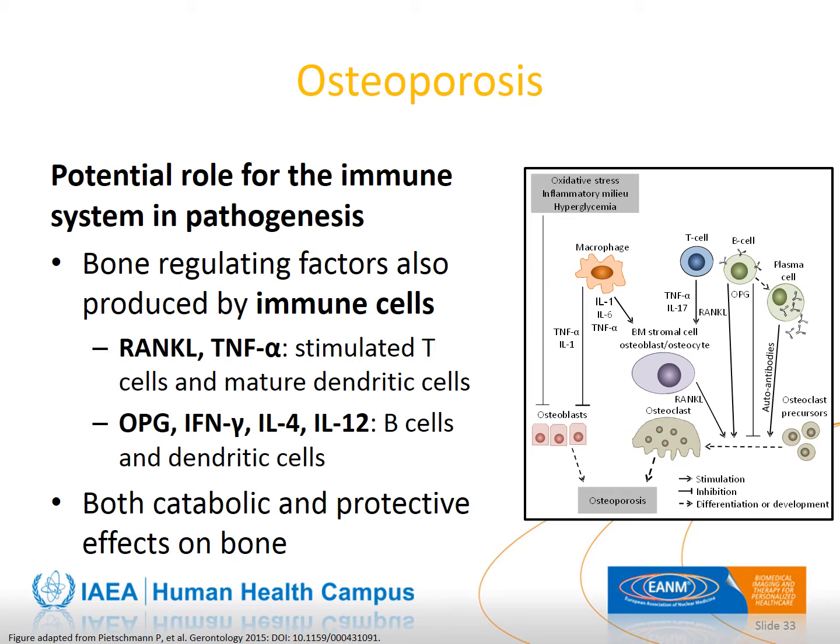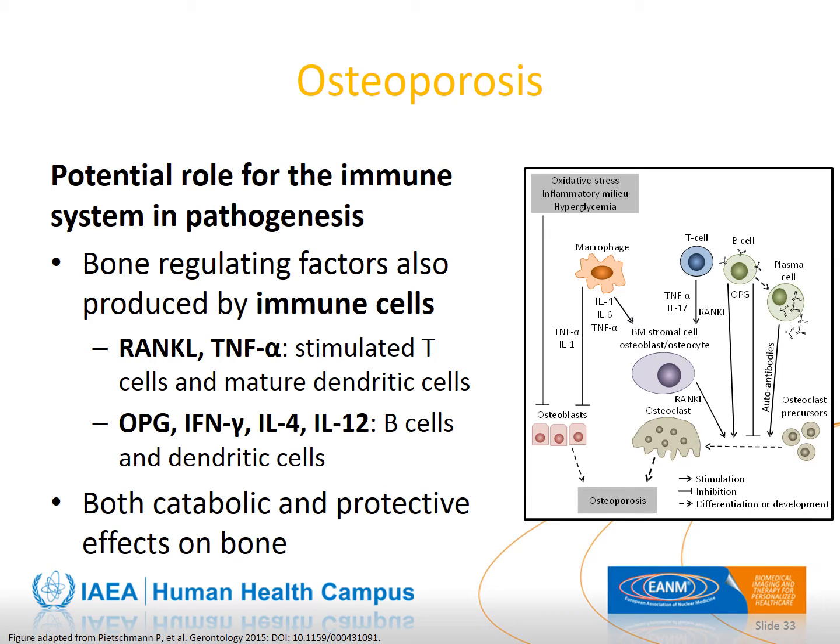The potential role of the immune system in osteoporosis has only recently been recognized. It is now clear that bone-regulating factors are also produced by immune cells, resulting in both catabolic and protective effects on bone. In particular, RANKL and TNF-alpha are secreted by stimulated T cells and mature dendritic cells, and OPG, interferon, interleukins 4 and 12 are secreted by B cells and dendritic cells.